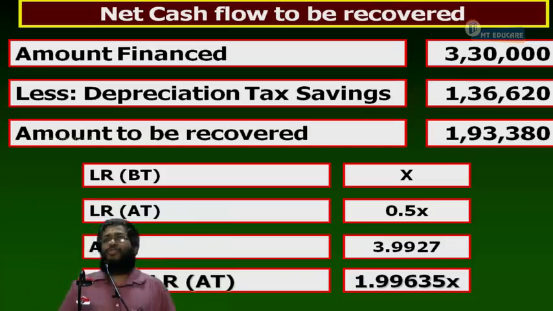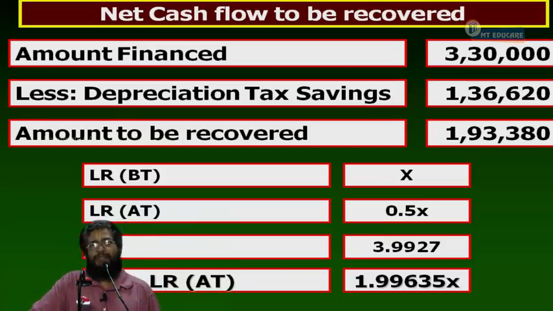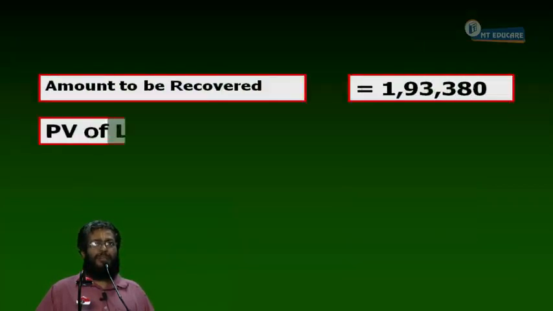1,93,380. Right. To earn an IRR of 8%, the discounted lease rental should be equal to how much? That is the amount to be recovered. Discounted lease rental is equal to the amount to be recovered.